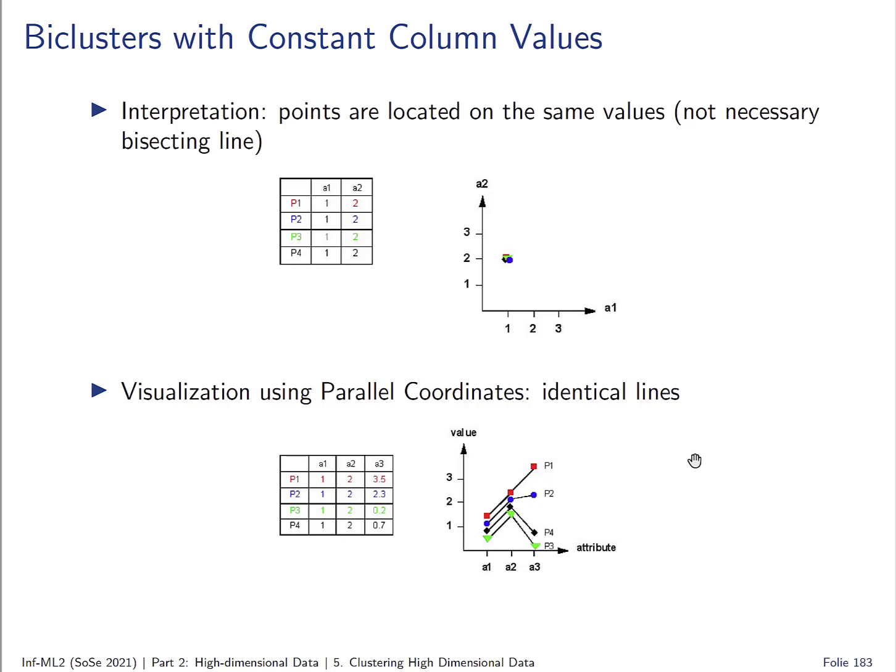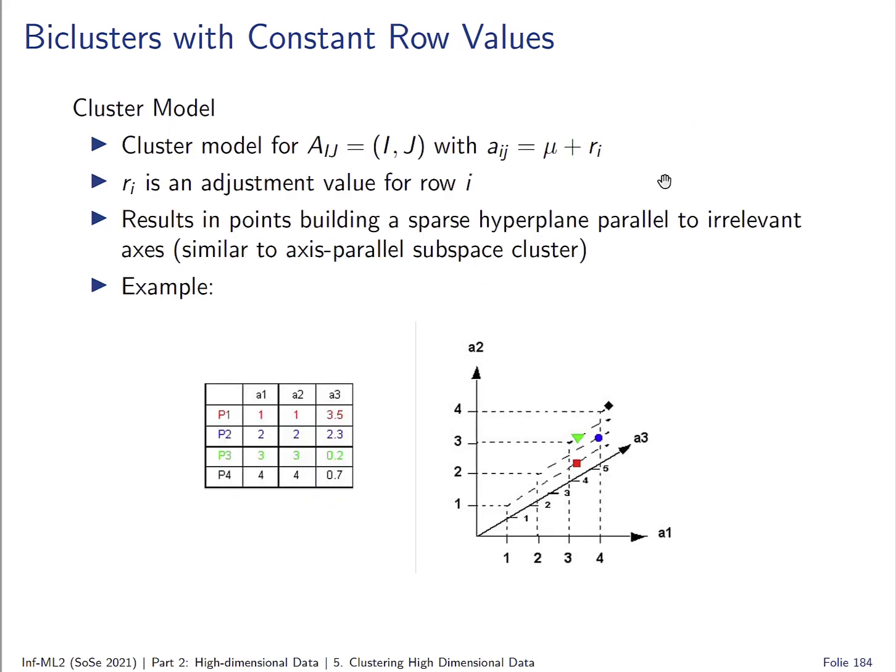So that is biclusters with constant values, and I told you before that of course we can also do it the other way around. We could look for constant row values, and that is the second variant of the second part. So this is biclusters with constant row values. The cluster model is the same as before, but we now have an adjustment value not in the columns but in the rows.